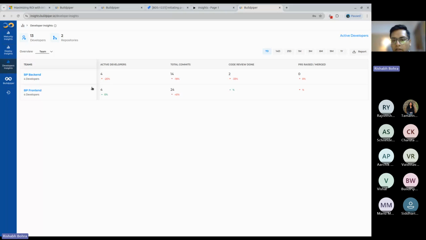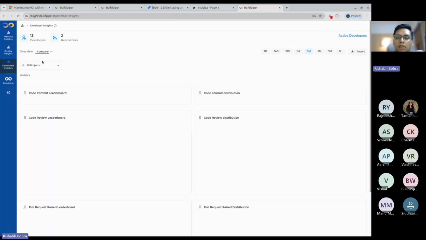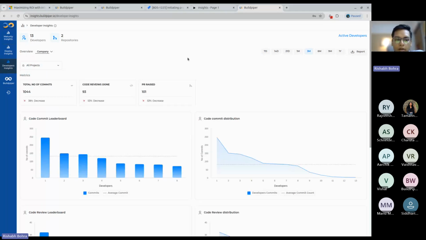And then their active developers, the total number of commits that they have done across the span of 7 days, which is selected here, and then the code reviews that are being done in that respective team, and the PRs raised versus merged. And then going on to, let's say, the individual deployment stats, you are able to see the total number of commits, whether the reviews are increasing on the average basis from, let's say, week on week, whether the reviews are increasing or decreasing.